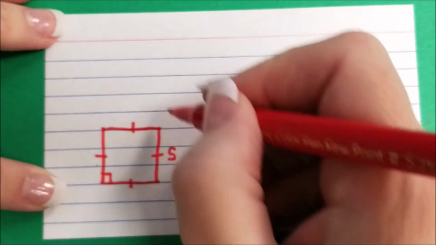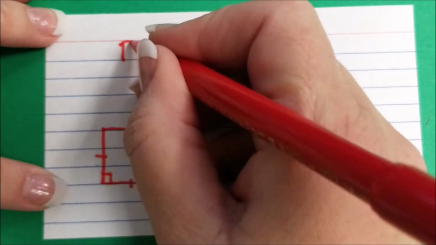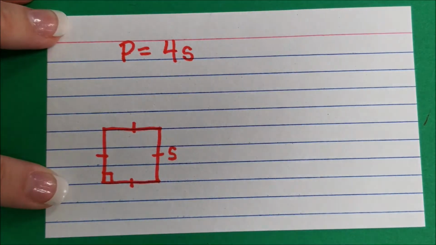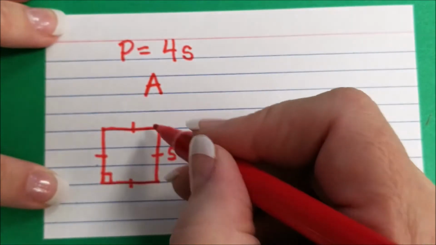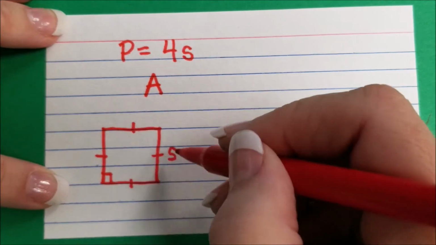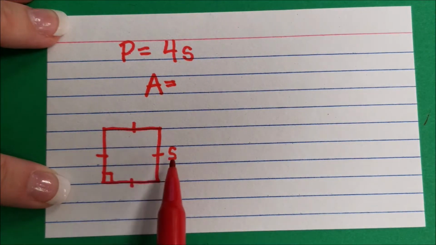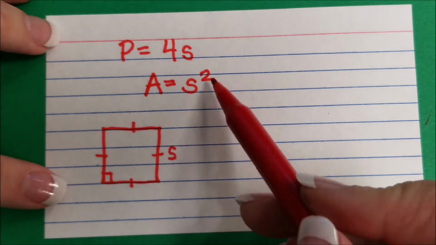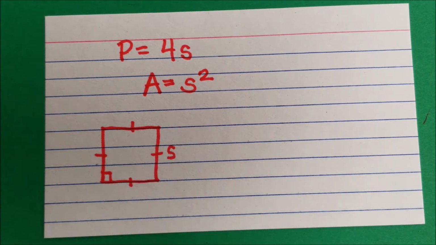So a perimeter, since we're going to add up side plus side plus side plus side, the perimeter of a square is 4 times the side because it has 4 sides. And the area, instead of being length times width, they're both the same, so they're both sides. We're going to call it side times side, or side squared. And that's where we call it squared because of the shape of the square.